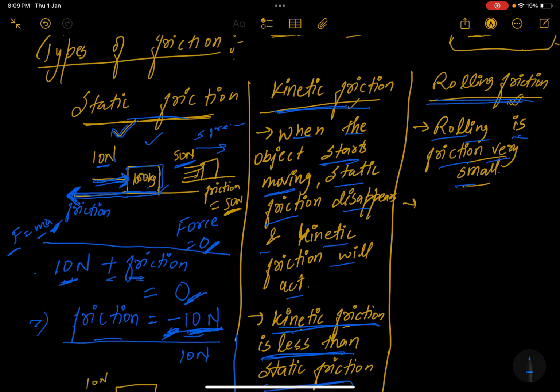That's why rolling friction is very small, and because it is small, it's easy to ride a bicycle or any vehicle. Every vehicle we use works on circular tires. So yeah, this is the concept of friction. There are three types of friction: static friction, kinetic friction, rolling friction.